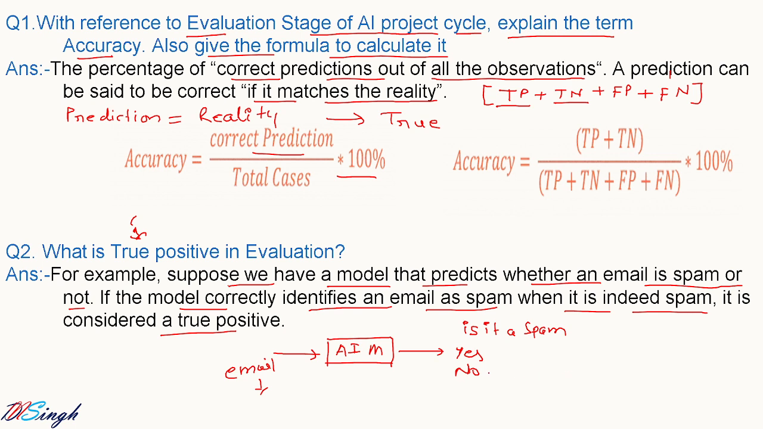One more case can be true negative, but it is asking about true positive. When your email is not spam and your AI model says it is not spam, that is a case of true negative. So like that you have to take an example. You can also take the example of forest fire. If your model says there is a fire in the forest, and you go and check and in reality there is a fire in the forest, that is a case of true positive, because your model has correctly identified it. Prediction and reality are both the same and the prediction is yes.